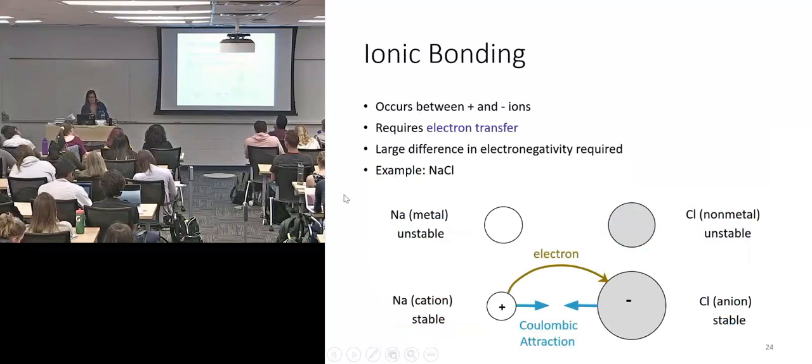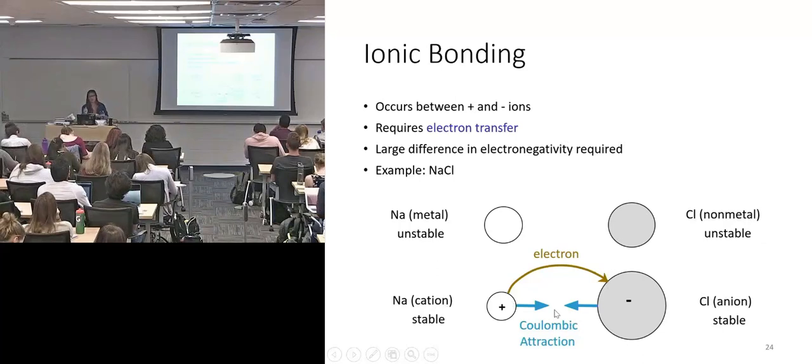So ionic bonding is then a bond distinct from covalent that's occurring between a positive and negative ion. It requires actual electron transfer. Okay, so there's some large difference in electronegativity required for this type of bonding to occur. An example would be salt or sodium chloride, NaCl. Na by itself is unstable. Chlorine is also unstable by itself, but the sodium cation, where it has given up 1 electron, is very stable. The chlorine anion, once it has received 1 electron, is very stable. And then these two can interact with one another and form an ionic bond.